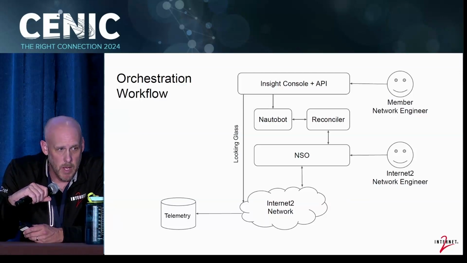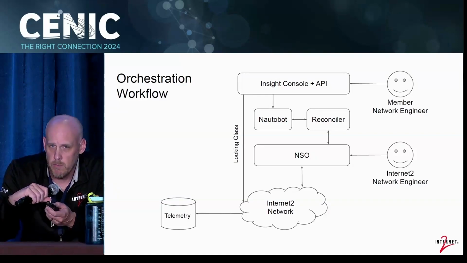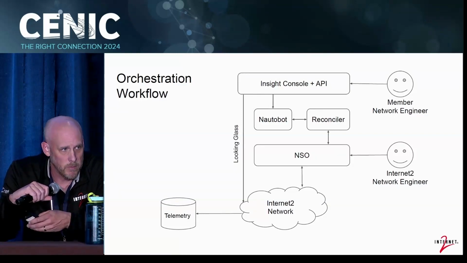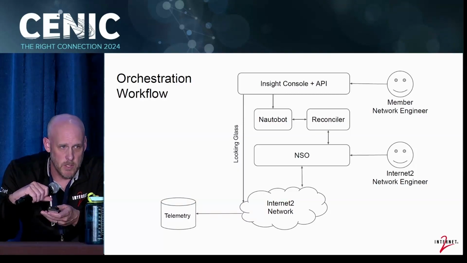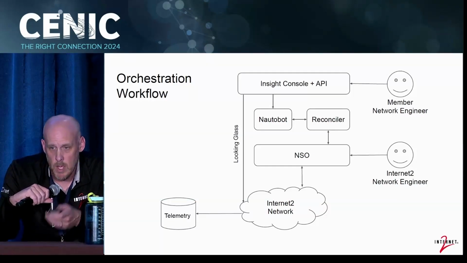So we have a full web portal for people to provision L2 and L3 VPN circuits on our network, primarily for Cloud Connect. But as we evolve that, we're going to be adding more and more features, and eventually all of the Internet2 member services will be available in the console and via an API for members to provision.